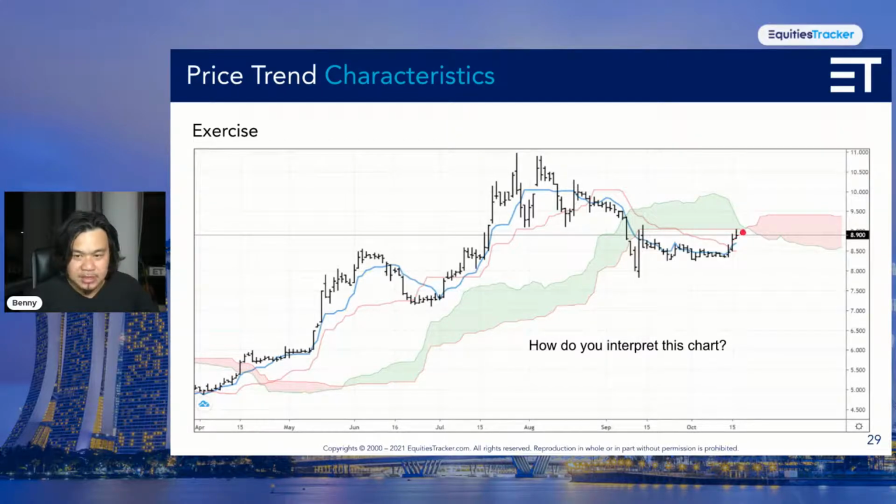But if the price fails to go above the cloud and stays below the cloud, what does it mean? Moving forward, we're going to expect the bearish trend to continue going lower. A strong bearish trend, because the cloud is expanding moving forward, if the price does not go above the cloud.